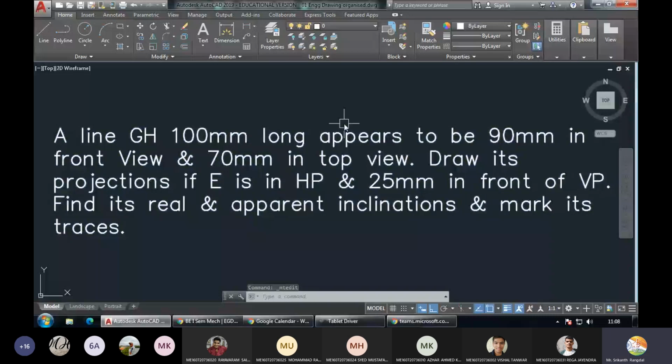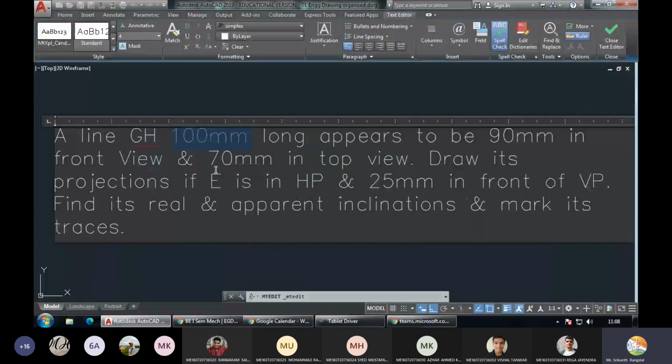So what is this 100 mm? Which length is this? Is it the front view length? Is it the top view length? Or is it the true length? Yes, sir, that is the true length. So is the recording started again? Yes, sir, it has started. Okay, so this is the true length. So when he says capital GH, it definitely means the true length, the actual length of the line. So this much is the actual length.